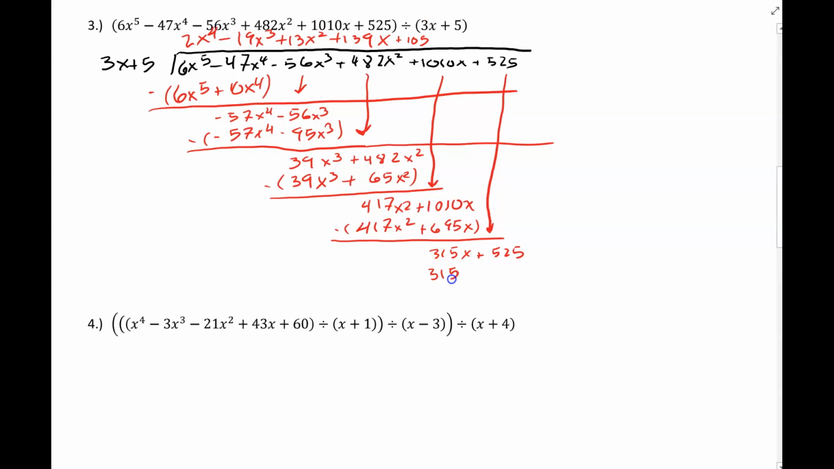So if I distribute that to both terms of the divisor, I get 315x plus 525. And when I subtract that, I obviously get 0. And I'm done. So my answer there is just what we've written here. And since it's remainder 0, I don't have to worry anything about writing plus the remainder over the divisor, right?